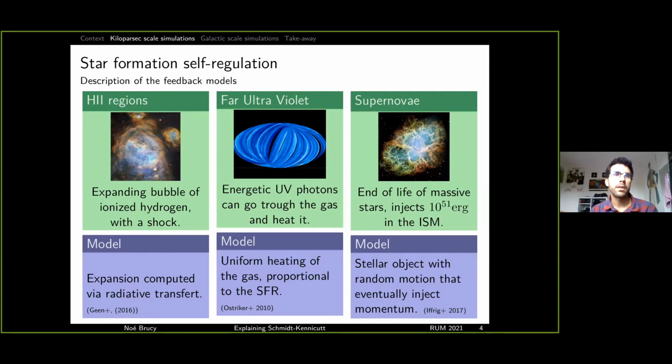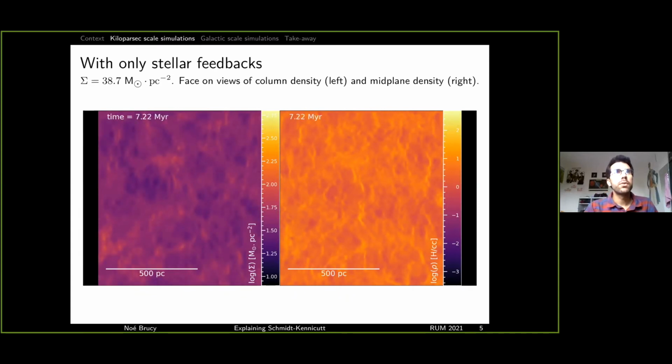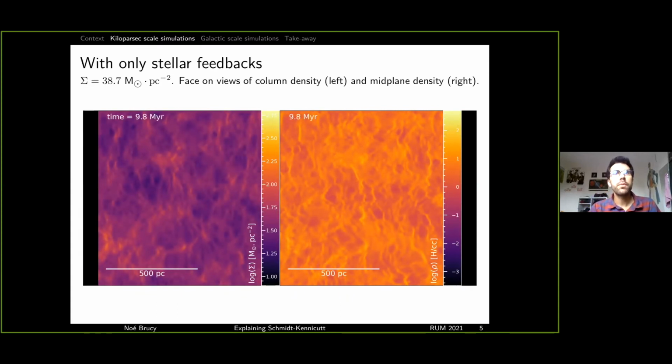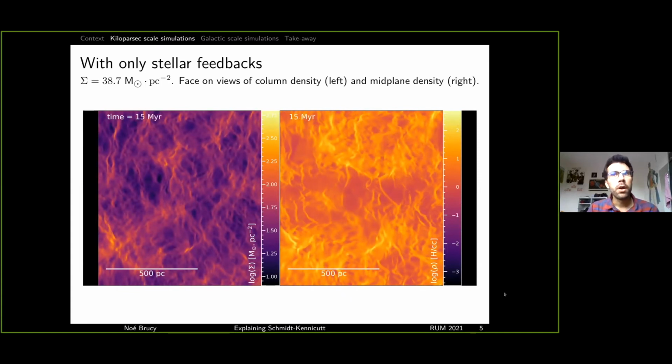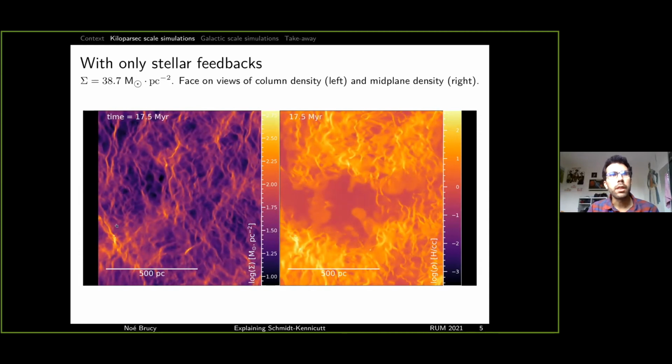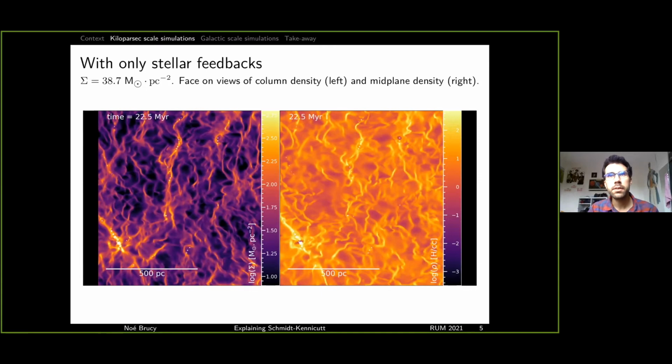At the end of their life, the stars explode and inject energy back into the interstellar medium in the form of momentum, representing the supernovae. So this is what it looks like for a column density of about 40 solar masses per parsec squared. On the left, you have the column density, and on the right is the midplane density.